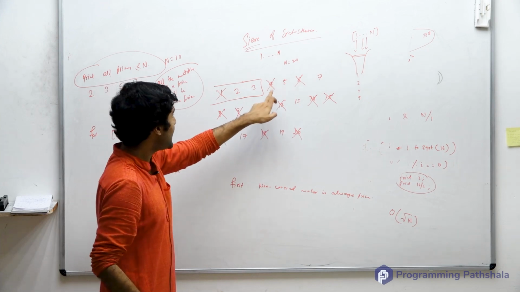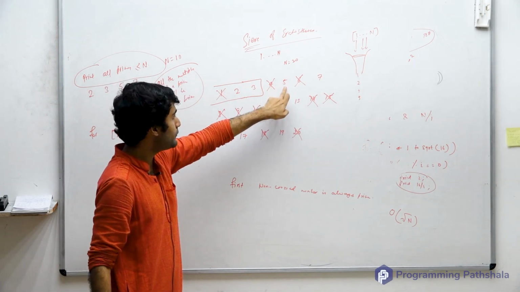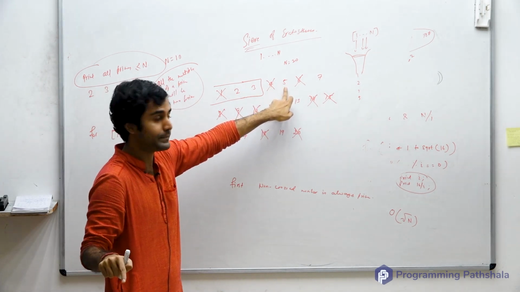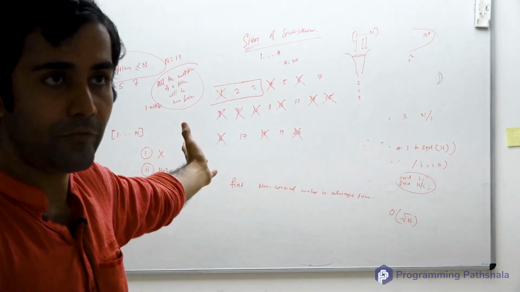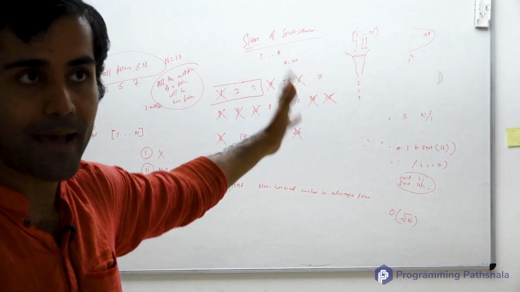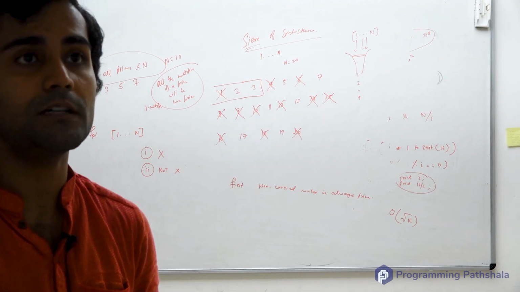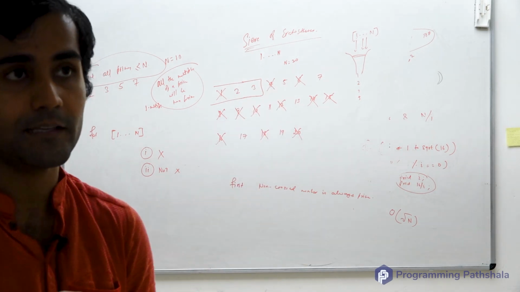Now which is the first non-cut number? 5, and 5 is a prime. So how many of you can realize this thing, that the first non-cut number that I happen to see, that number is a prime number? Can you realize this thing in this algorithm?